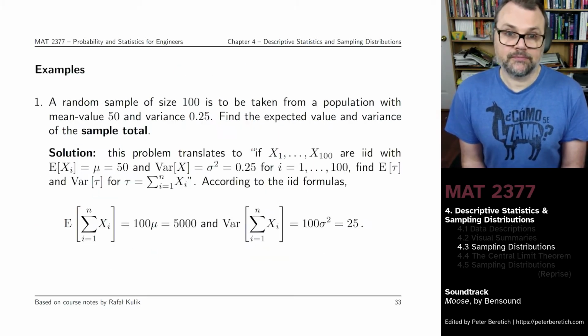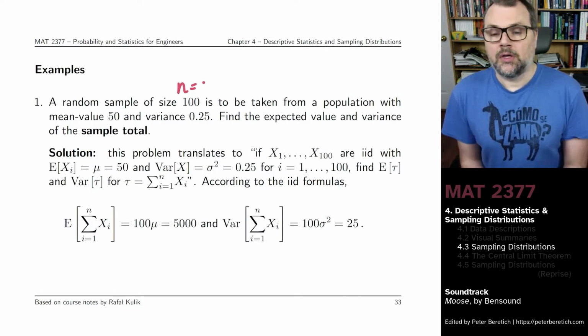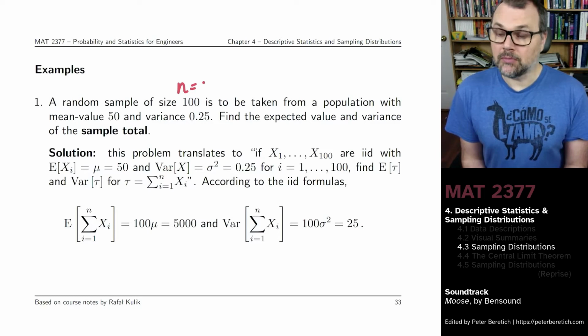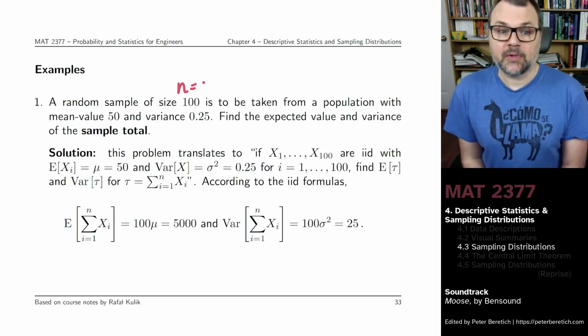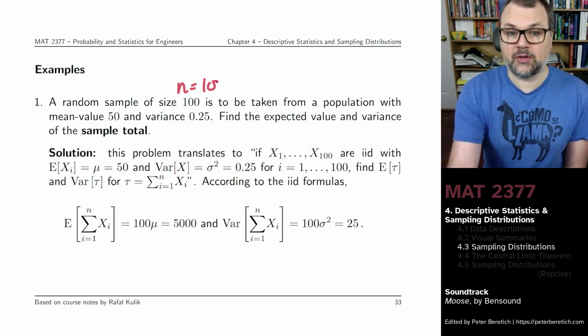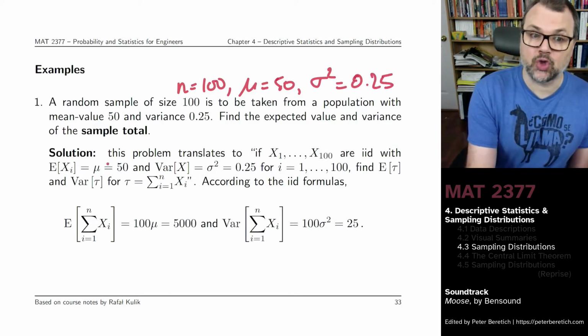Here's an example. You have a random sample of size n equals 100. You take it from some population, and the thing you're measuring in the population as a whole has a mean of 50 and a variance of 0.25. So n is 100, mean 50, variance 0.25. What's the expected value and the variance of the sample total?